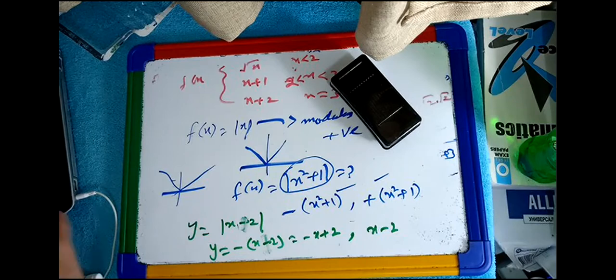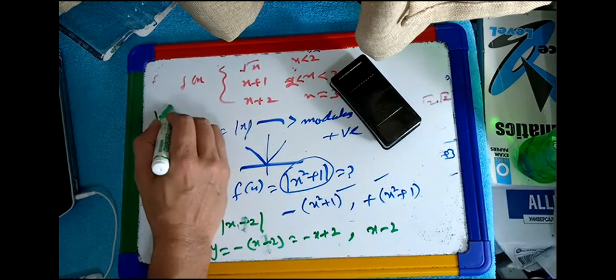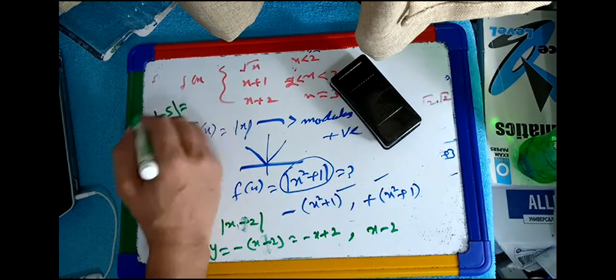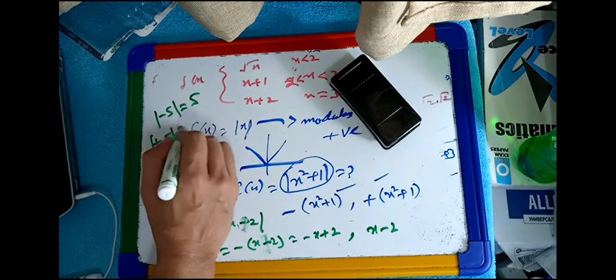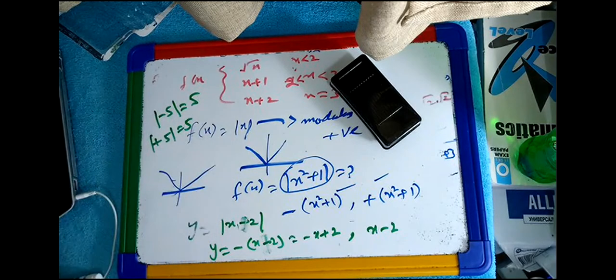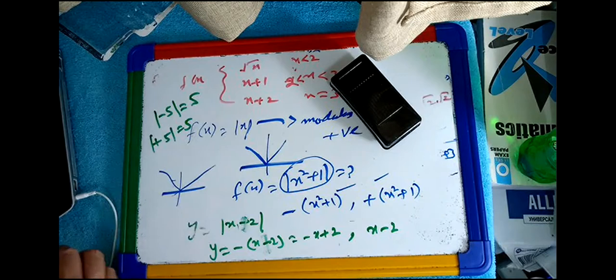Modulus means, one very simple example: the answer of modulus of minus 5 is 5, and the answer of modulus of plus 5 is also 5. This is called the absolute function. Another terminology is absolute function. Absolute means positive. Got it? Now see.